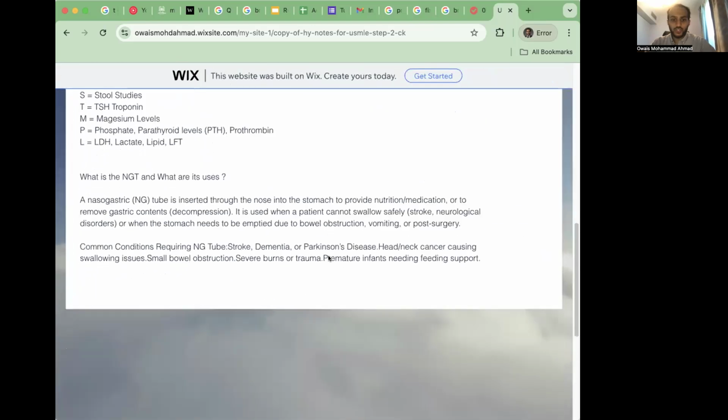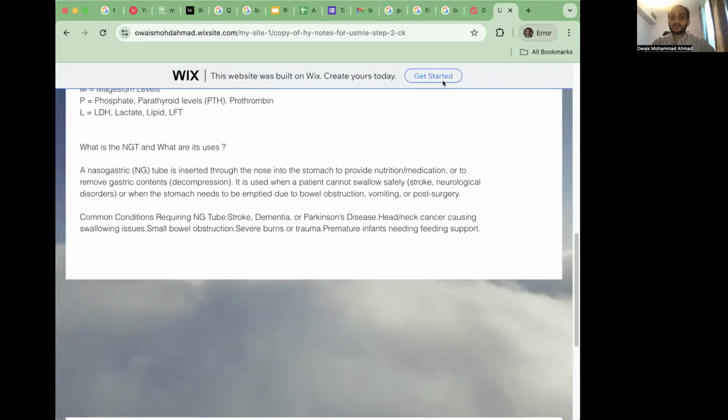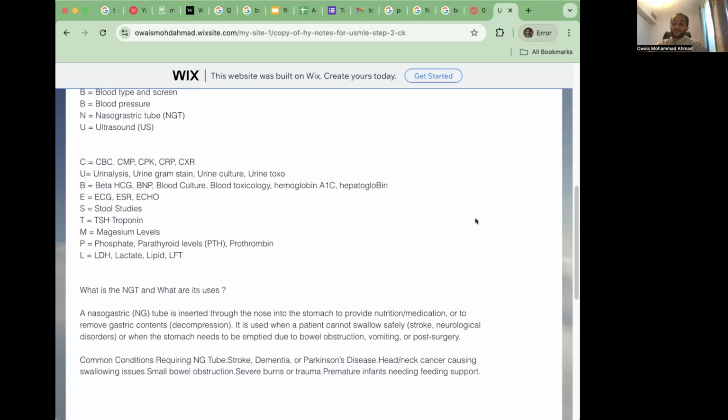Why do you want to do a nasogastric tube? What are its uses? A nasogastric tube is something you keep through your nose and it goes to your stomach. You can provide medications, you can do gastric decompression. It is used when a patient cannot swallow safely, such as with stroke or neurological disorders, and when the stomach needs to be emptied due to a bowel obstruction, vomiting, or post-surgery. Common conditions include stroke, dementia, Parkinson's, and head and neck cancers causing swallowing issues, as well as small bowel obstruction, severe burns or trauma, and premature infants needing feeding support.